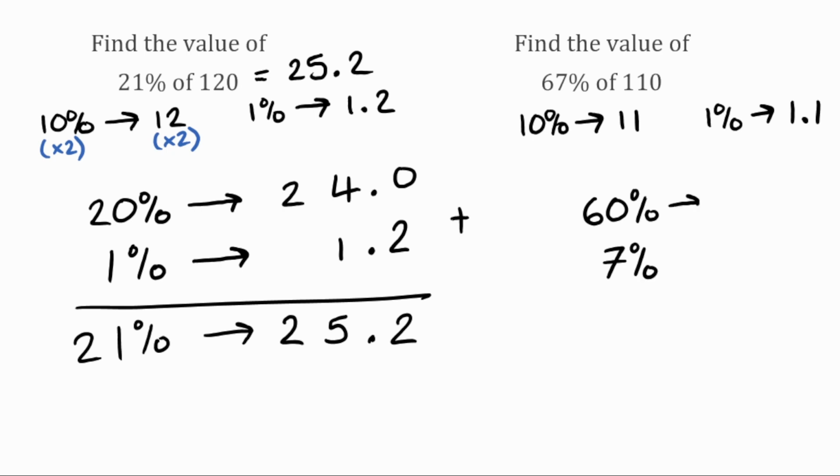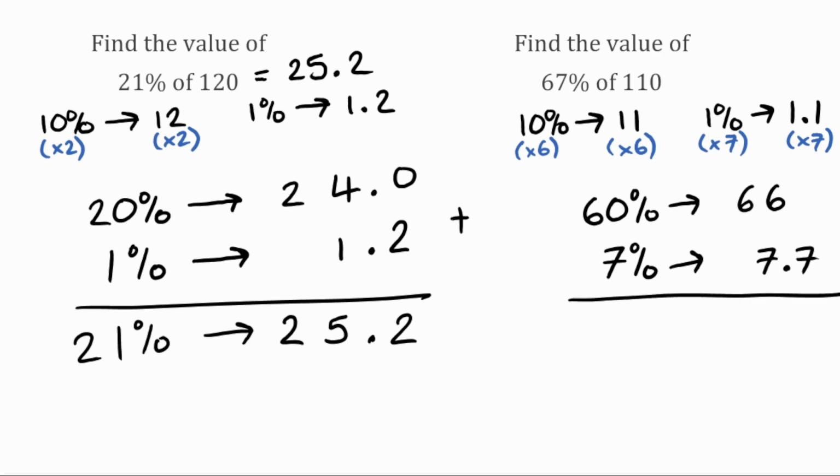And then we need to find these two values. So to find 60%, I'm going to take my 10% and multiply it by 6. So because I've done that on the left-hand side, I also need to do it to the right. So we'd have 11 multiplied by 6. That would give us 66. We then need to figure out 7%. Well, we know what 1% is, so we're going to multiply that by 7, which means we're going to multiply our 1.1 by 7 as well. So 1.1 multiplied by 7 is just going to give us 7.7.